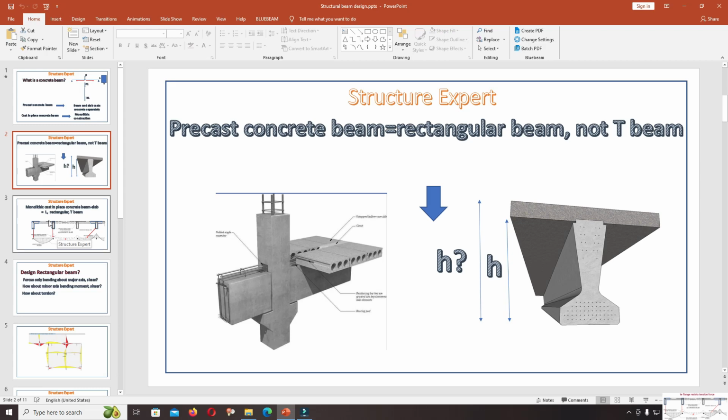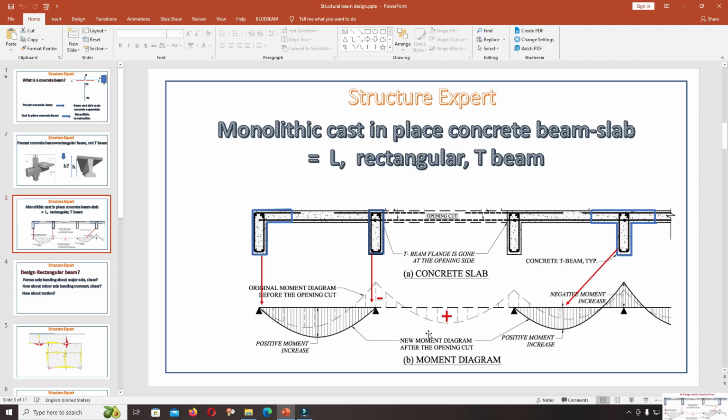If you look at the T-beam or plain beam, or you can call it L-beam or T-beam, the location at the left side you can design as the L-beam, and for this location you can design as the rectangular beam or as the T-beam. If the rectangular beam is constructed monolithically with the concrete slab, we pour the concrete slab and concrete beam together, so we can design it as the T-beam.